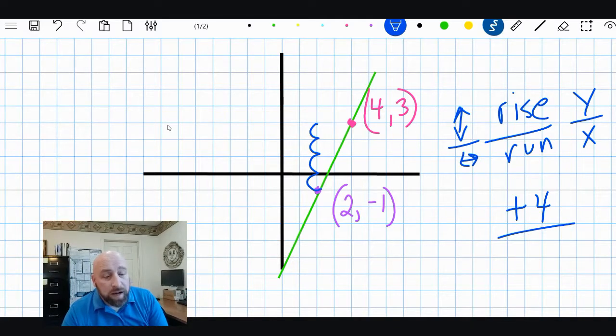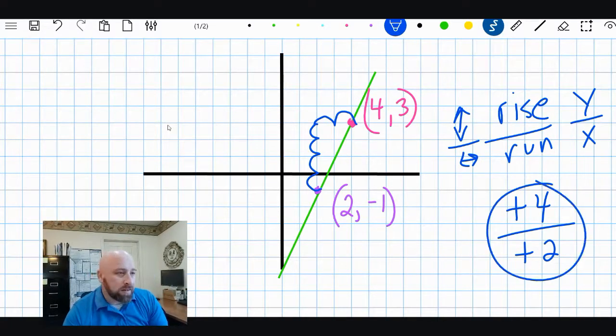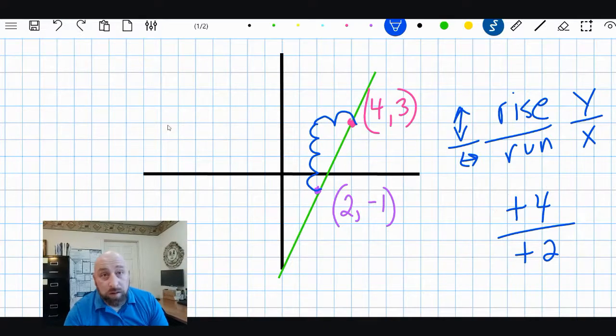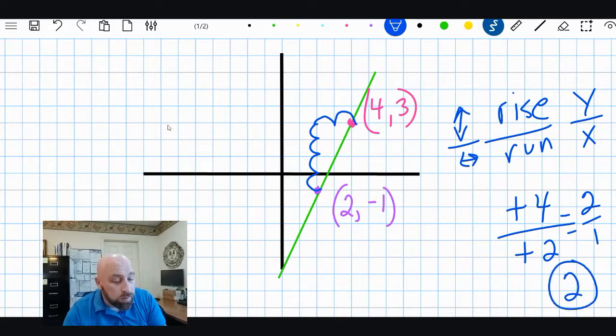Over, that's the y, that's the rise, that's the up and down. Over, how far over do we need to go to get to this line, to get to this point? 1, 2. We need to go over 2, and we're going to the right 2. So it's positive 2. Well, that's not a good fraction, is it? We can reduce that, and that's going to reduce to 2 over 1 or to 2.